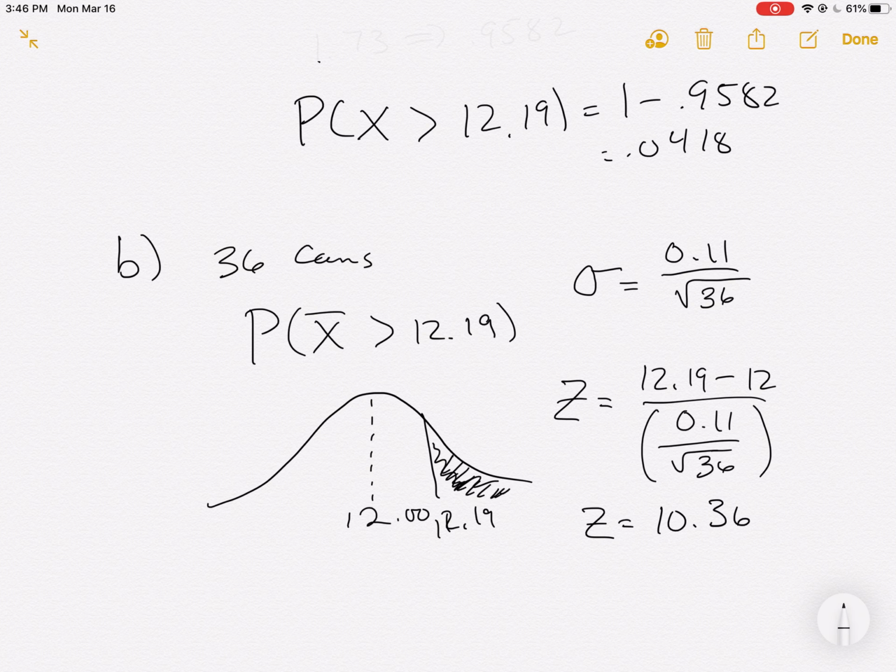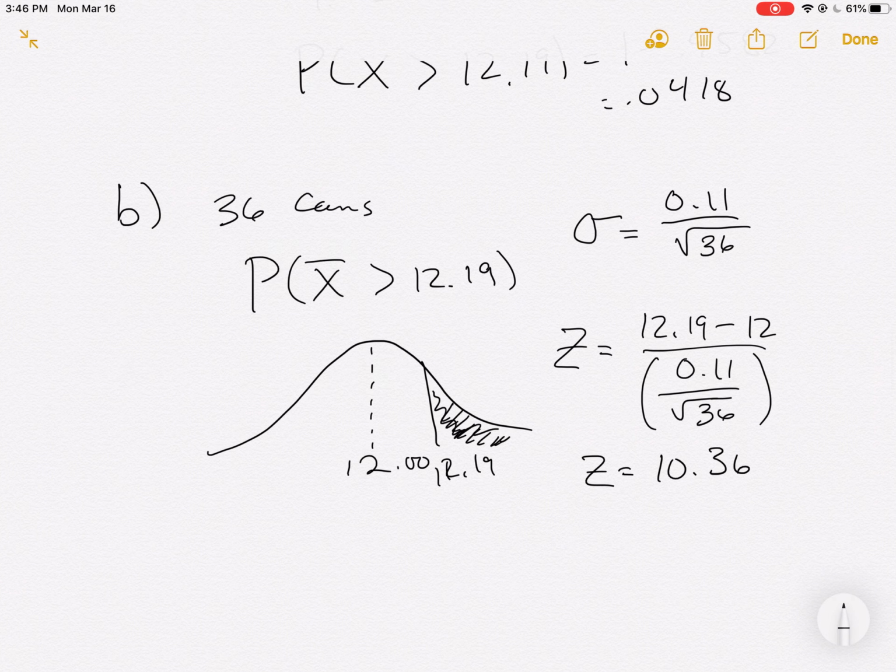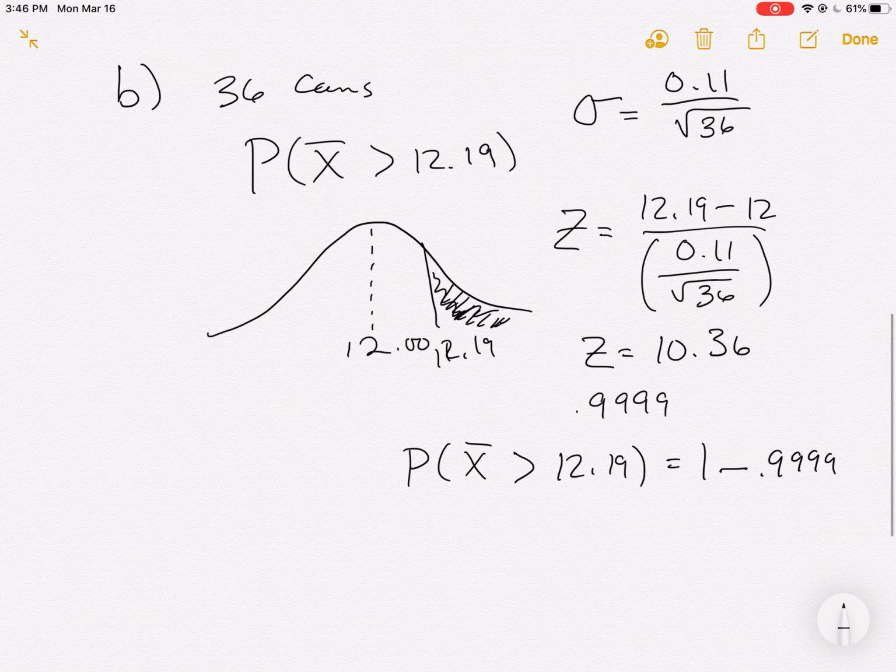You're going to get the answer, and it's big: 10.363. That is way above 3.5, so we know when we look it up we're going to get 0.9999. So the probability that this group of 36 cans has an average volume of 12.19 or greater is 1 minus 0.9999, which for us is 0.0001. We know there's a lot more zeros than that, but that's the best we can do with the A2 chart. Throughout 6.4, we're pretty much doing the same thing: recognizing that we have a group, getting a new standard deviation right away, and then using that new standard deviation in the old 6.2 format.